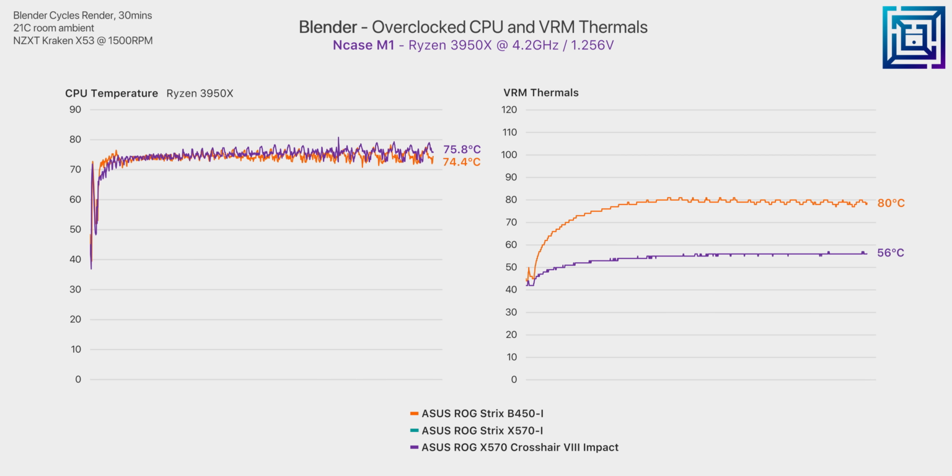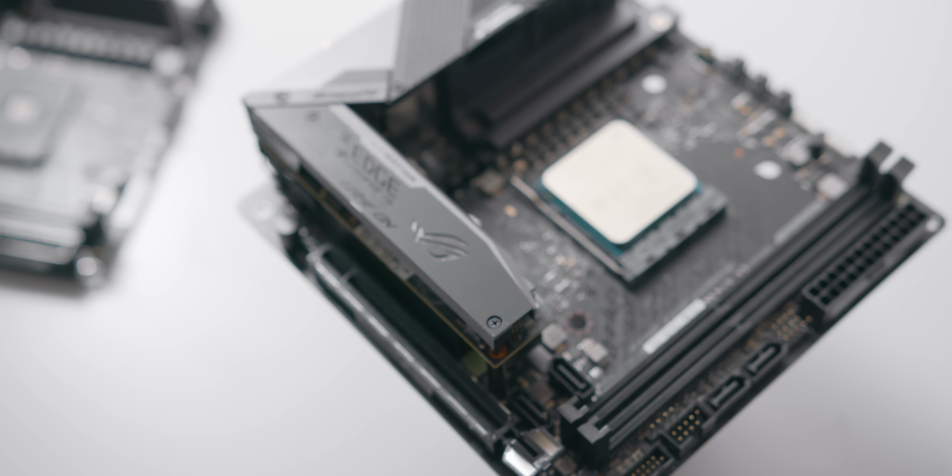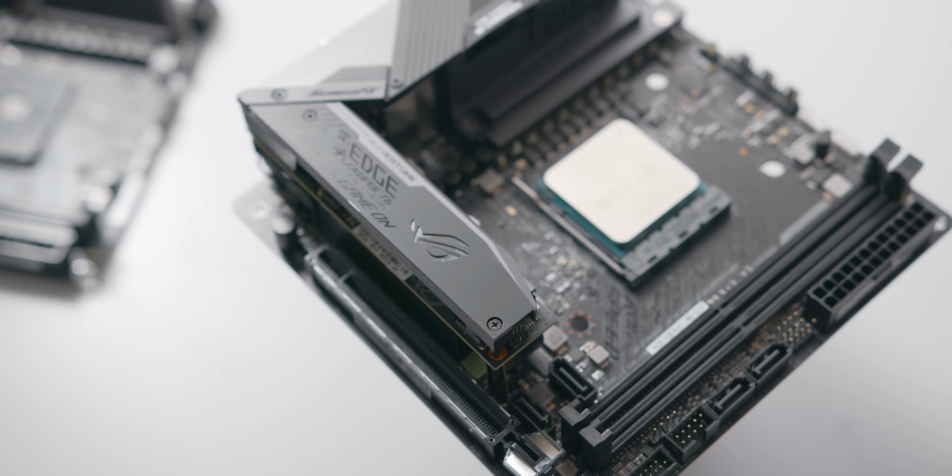I've got to say, the B450-I board is definitely holding up. VRM thermals hover around the 80 degree C mark, and although I'd probably recommend going with an X570-I board at this point if you are planning on overclocking this CPU, this is just extra assurance that the B450-I board can do it if needed.